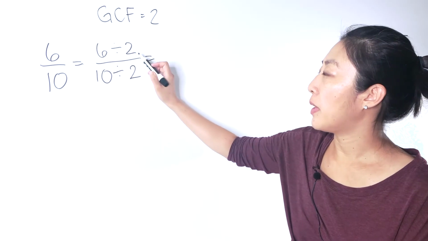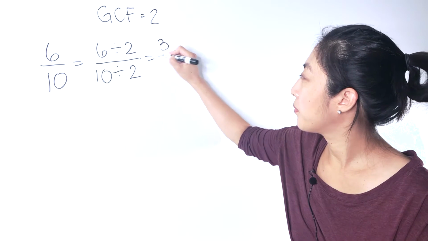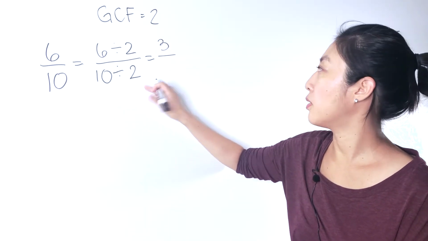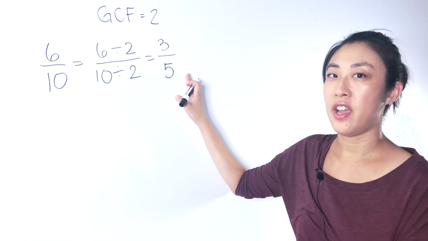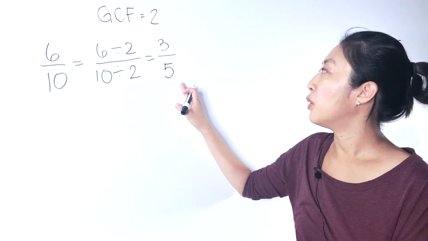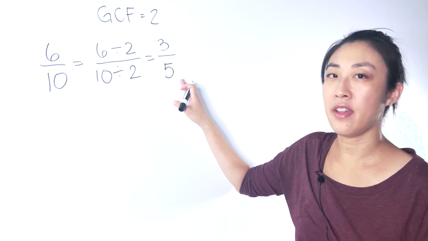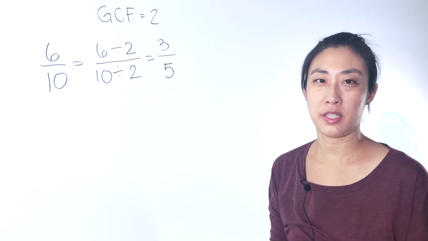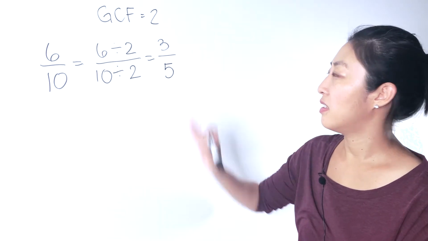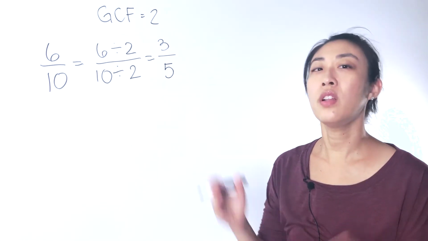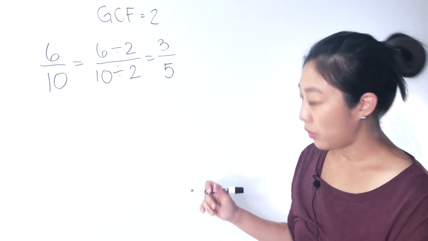So 6 divided by 2 is 3 in the numerator, and 10 divided by 2 is 5 in the denominator. When we look at this fraction, 3 over 5, you can see that it's in its simplest form because 3 and 5 do not have a greatest common factor. And so that's how you simplify 6 over 10 to 3 over 5. Just in case you don't get it, let's try another example just to make sure you understand.